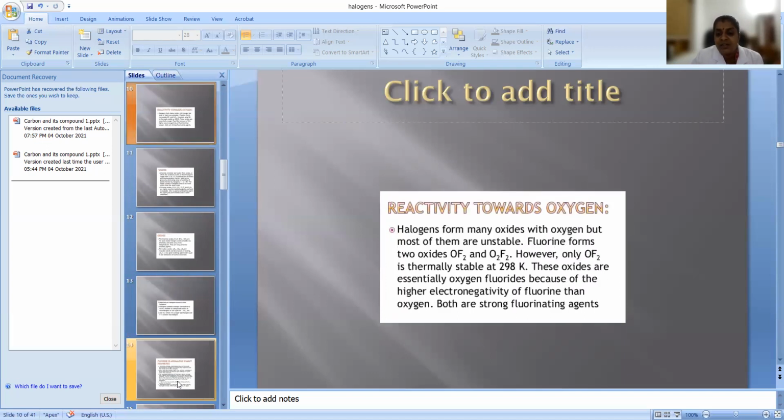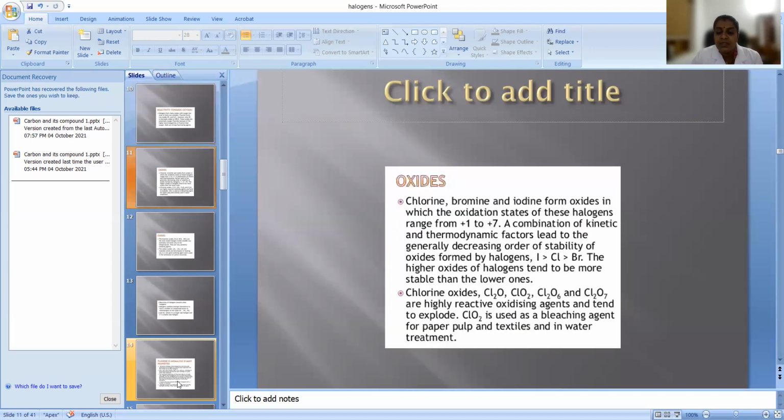Then reactivity towards oxygen. Halogens will also react with oxygen and form different oxides like OF2 and O2F2. Only OF2 is thermally stable. These oxides are essentially oxygen fluorides because of the higher electronegativity. Why are they combining with oxygen? Oxygen has the second highest electronegativity, but fluorine has the highest. That is why fluorine combines with oxygen. So in this example, oxygen must have a positive oxidation state.